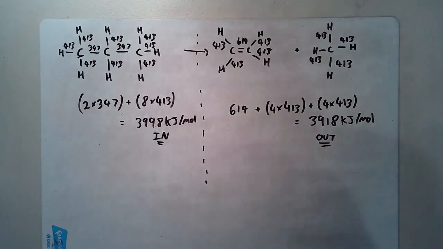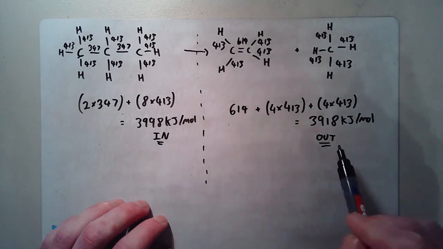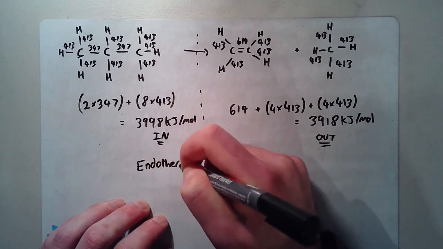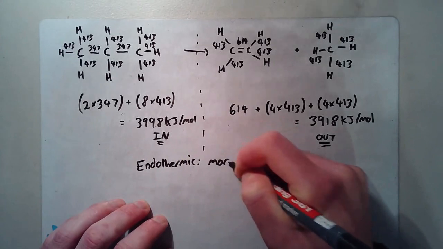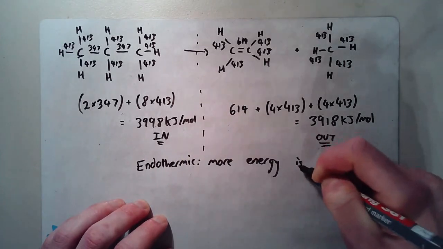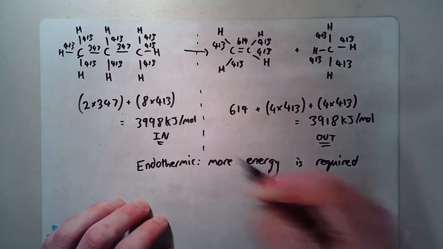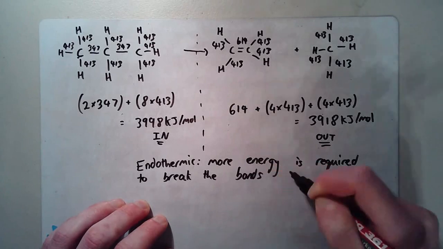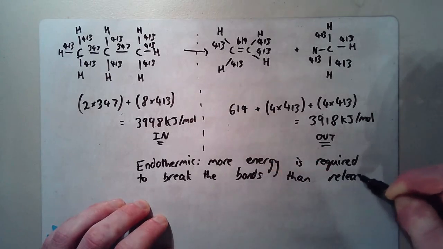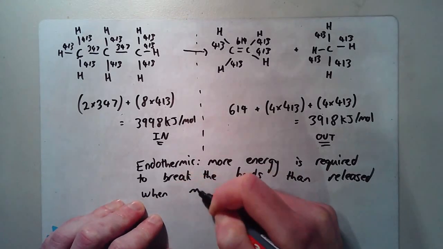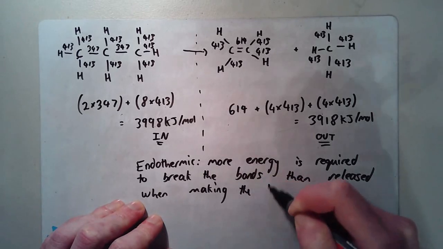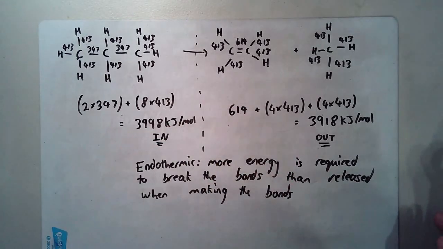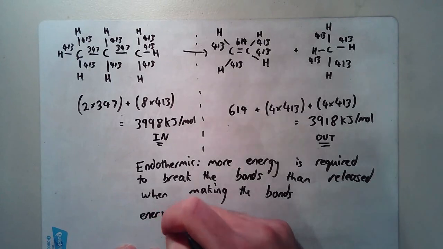Now I look at this and I think, okay, well, I'm putting in more energy than I'm getting out. That means this reaction, as opposed to the last one that we did, is endothermic. And that's because more energy is required to break the bonds than released when making the bonds. So if I need loads of energy here and slightly less energy comes back to me, then it's going to be endothermic. My overall energy change is just a simple difference, like we did last time.